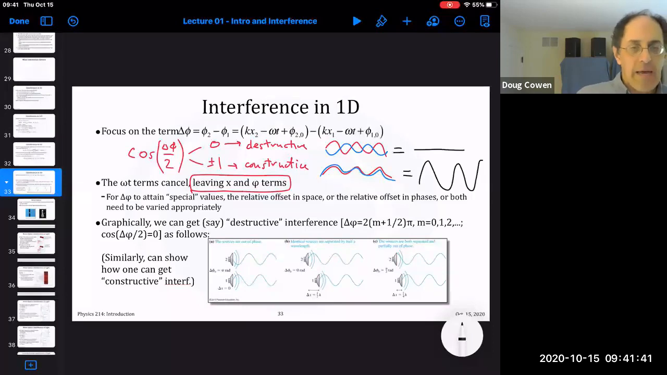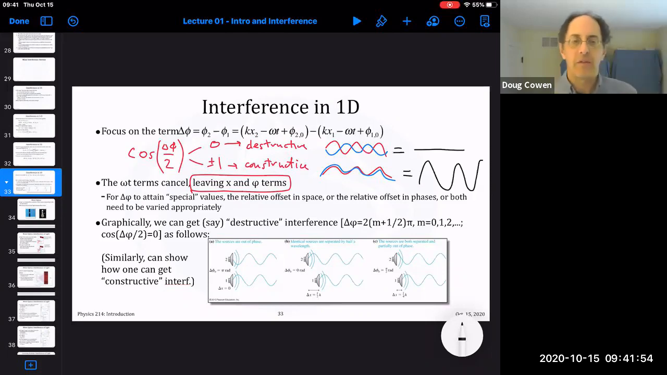So the way we can get cosine delta phi over 2 to be one of these special values is, more generally speaking, how do we change the relative phase of these two traveling waves that we're adding together. We can either do that by having their sources emit the waves out of phase, which gives you destructive interference, or in phase to get constructive interference from the same position. So let's just focus on destructive interference first.